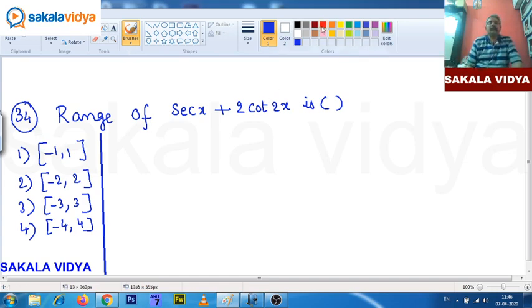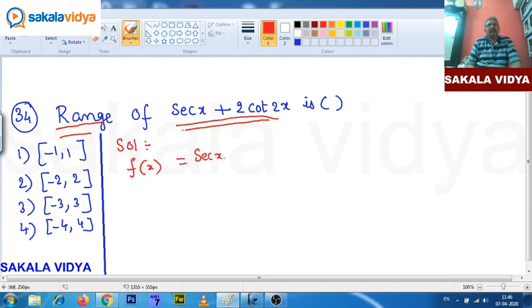Anybody can give me a clue for this one, how to solve this problem? Range of sec x plus 2 cot 2x. Thank you. So, now f of x is equal to sec x plus 2 cot 2x.